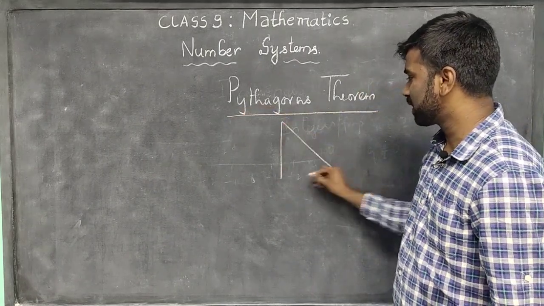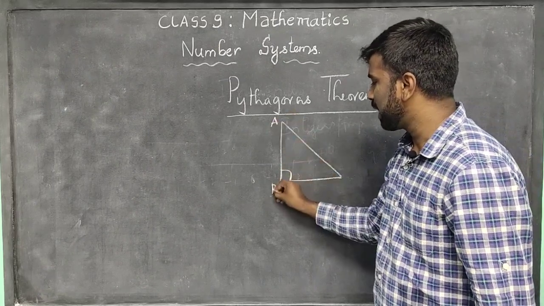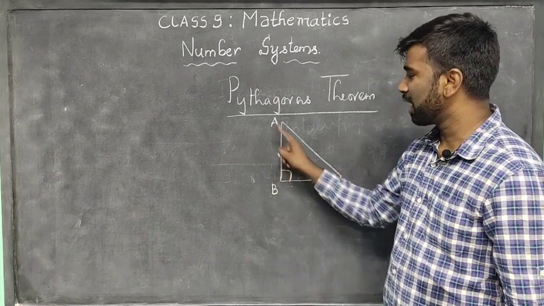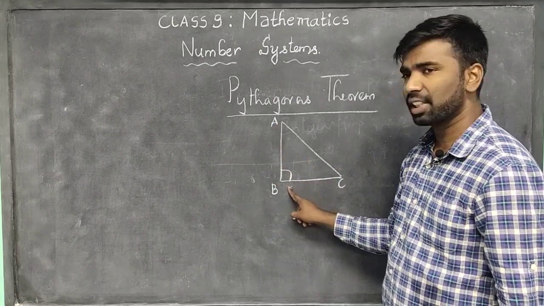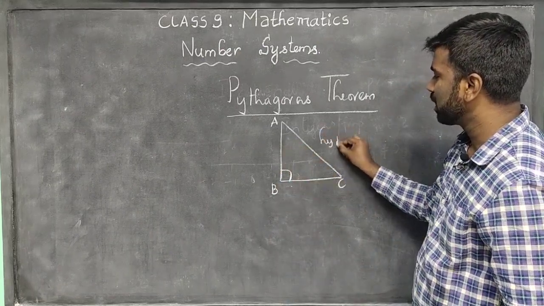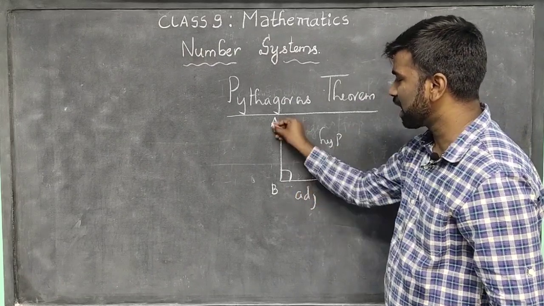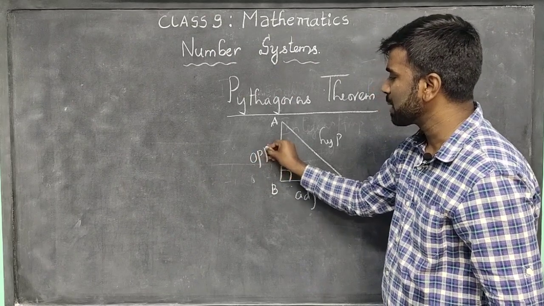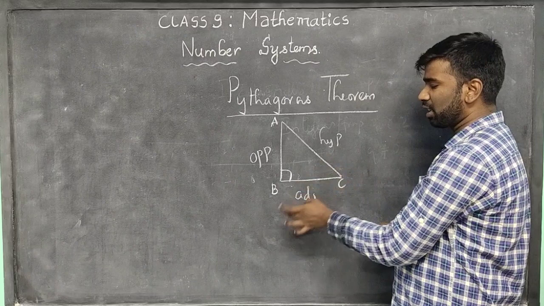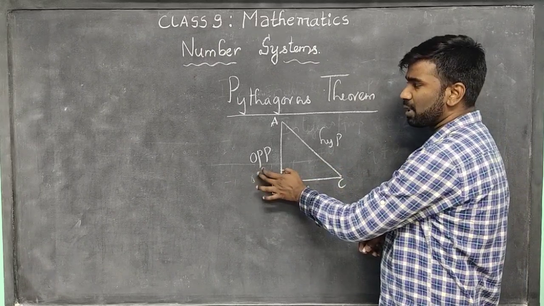Consider a right angle triangle ABC, where it is right angled at B. The longest side is called the hypotenuse. The side BC is called the adjacent, and the side AB is called the opposite side. In a right angle triangle, the longest side is the hypotenuse.